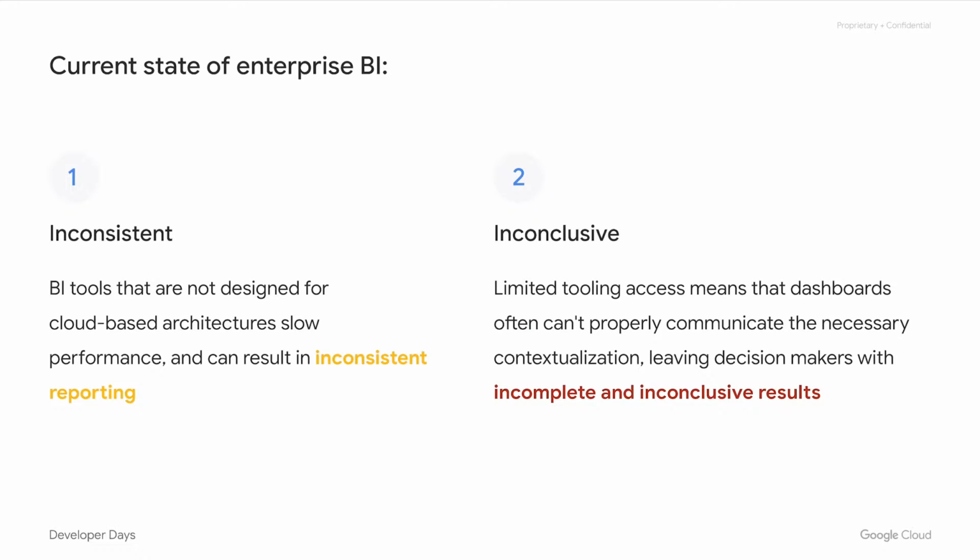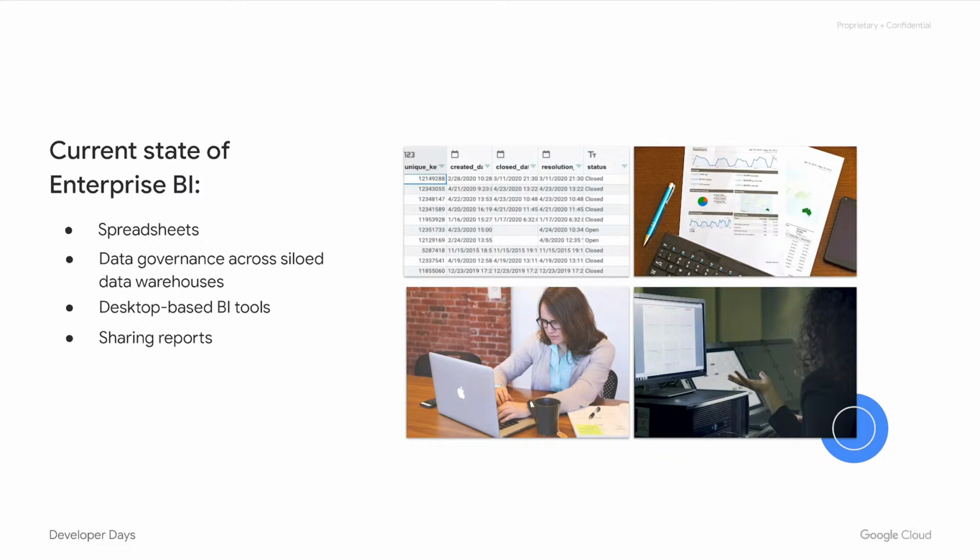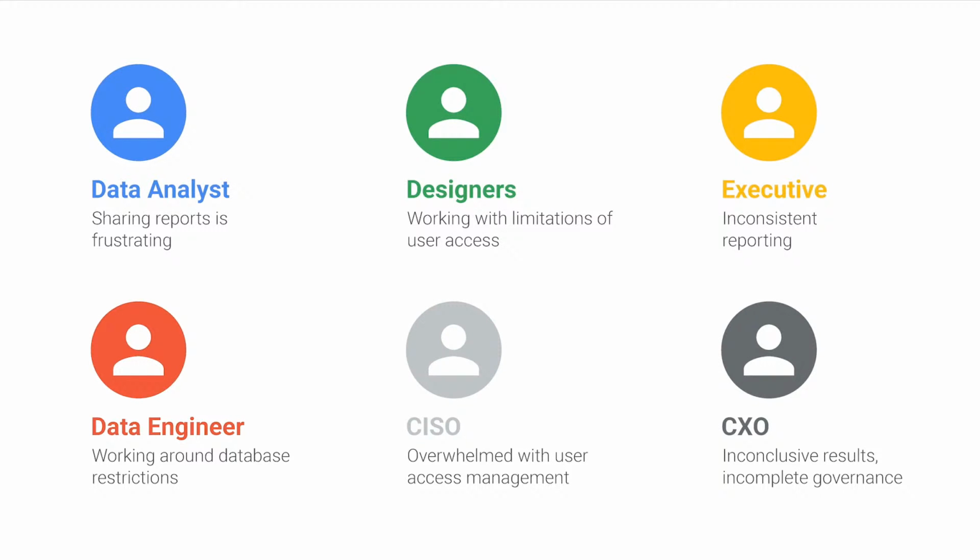Now, how does this happen? Well, it's partially because of the current state and tools that we use in enterprise BI. Things like spreadsheets, data governance with siloed warehouses, desktop-based BI tools that require extractions of data, and manually sharing reports as opposed to being able to share a web-based tool that gives you the live look. This means frustration for a number of people.